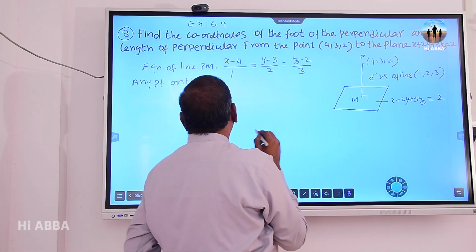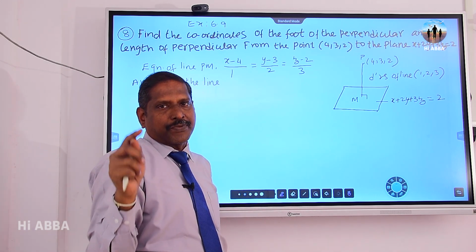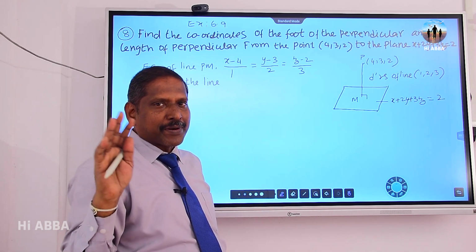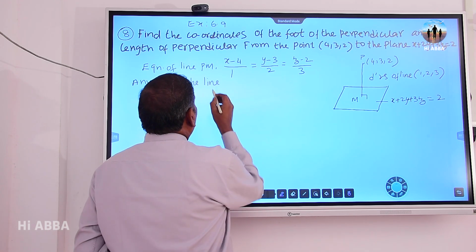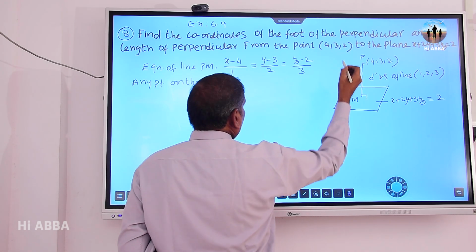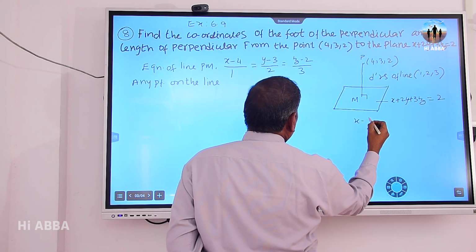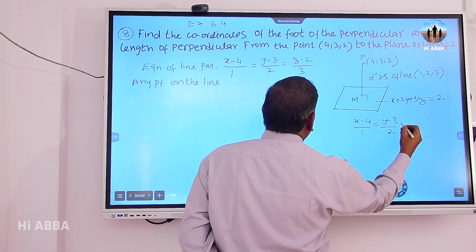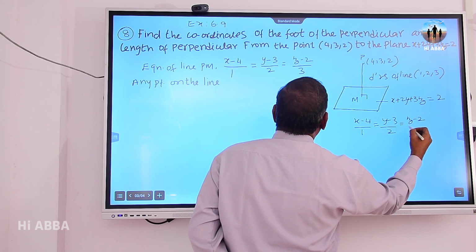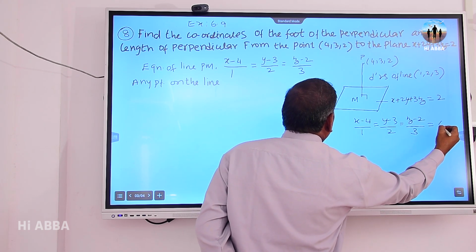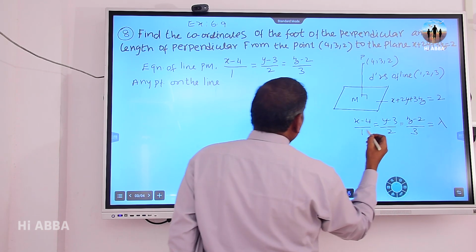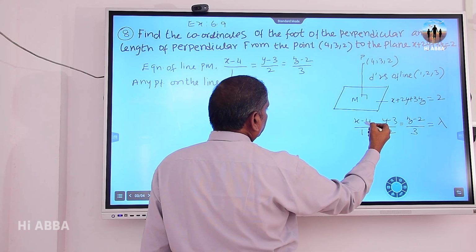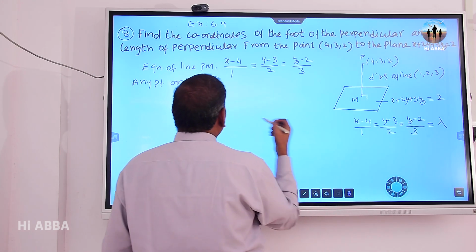Okay, I taught you in the previous video how to get any point on the line, but now I'm going to write it straight away. By equating this to lambda, x minus 4 divided by 1 is equal to y minus 3 divided by 2, is equal to z minus 2 divided by 3, is equal to lambda, and do cross multiplication. Or you watched the previous video how I got any point on the line.